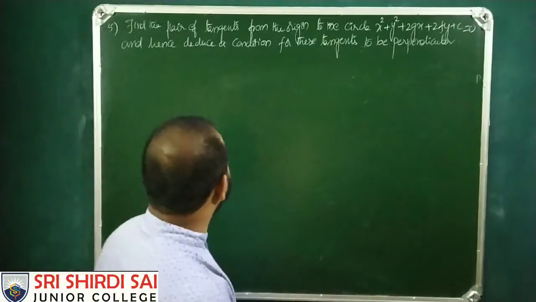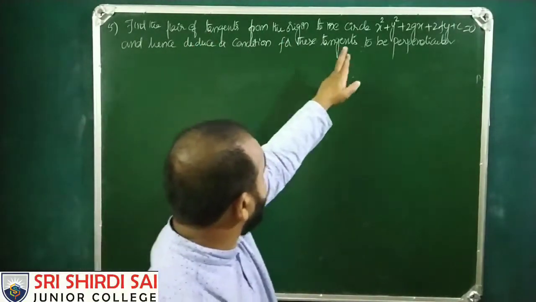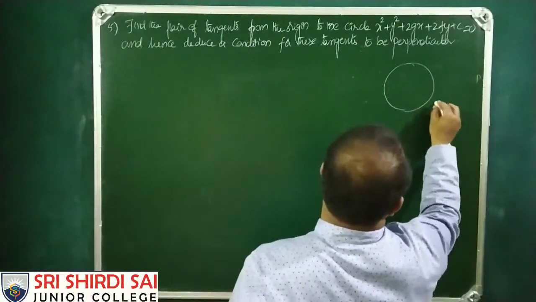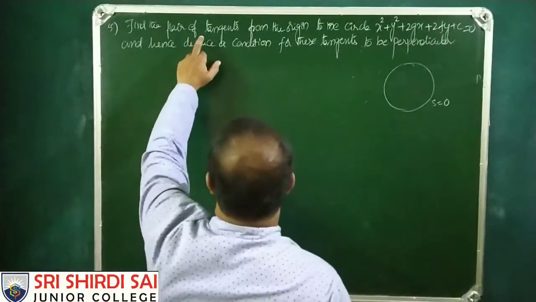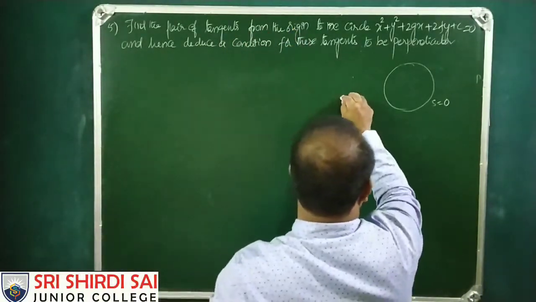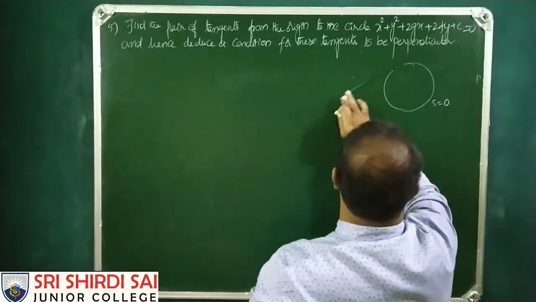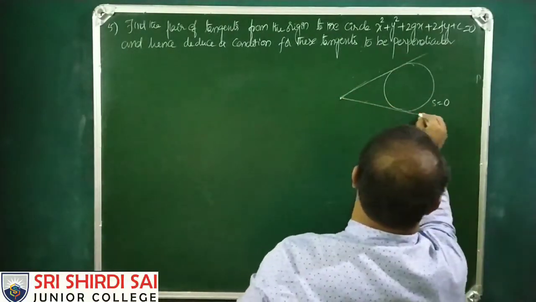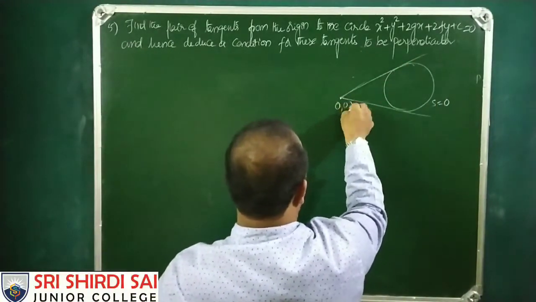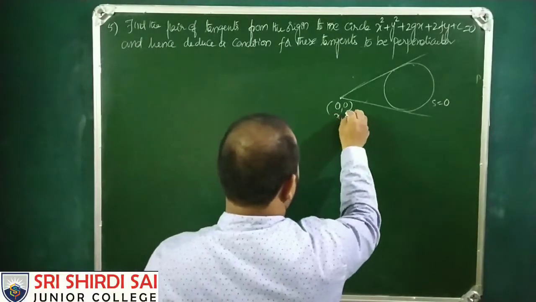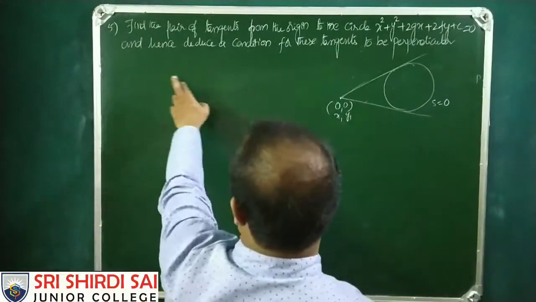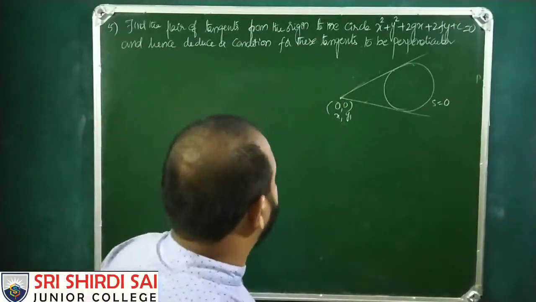Now the next question is, find the pair of tangents from origin to the circle. So this is the circle, S is equals to 0, and the tangents are drawn from where? Origin. So let us suppose that the tangents are drawn from this point. So this is (0, 0) origin. So P(x1, y1) is this. So find the pair of tangents from the origin and hence deduce a condition for these tangents to be perpendicular.